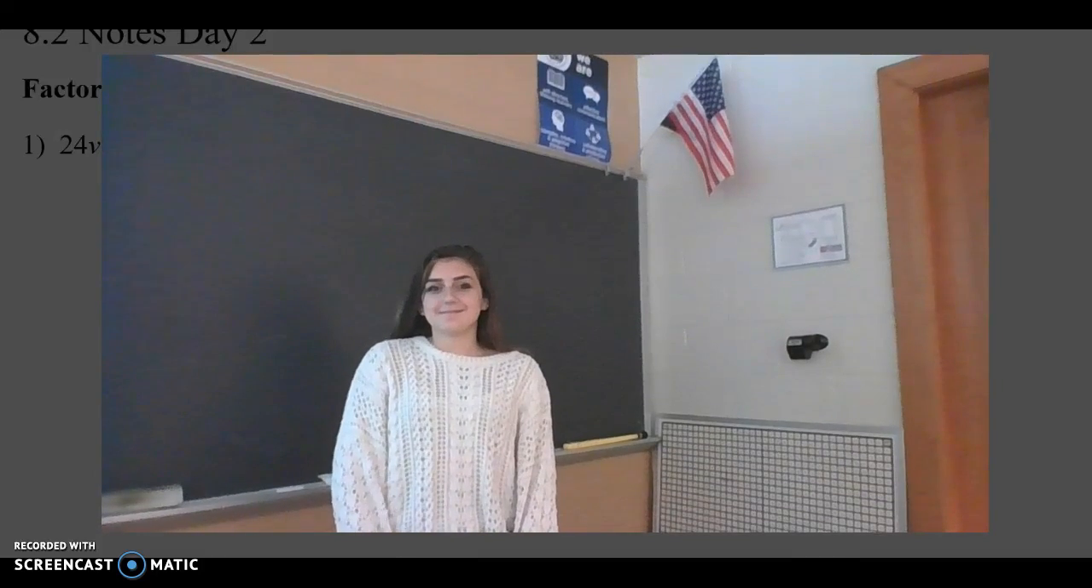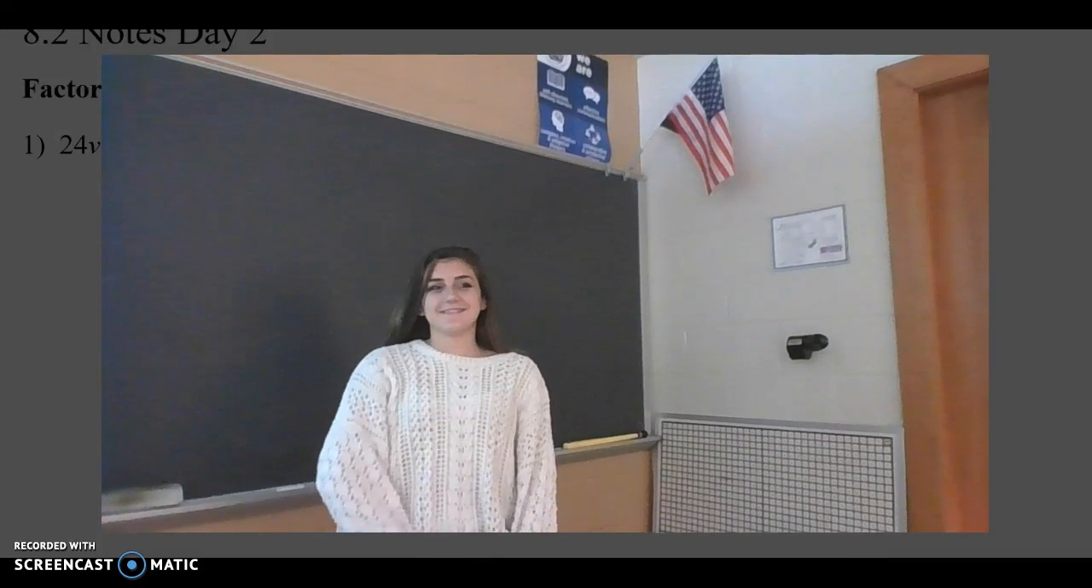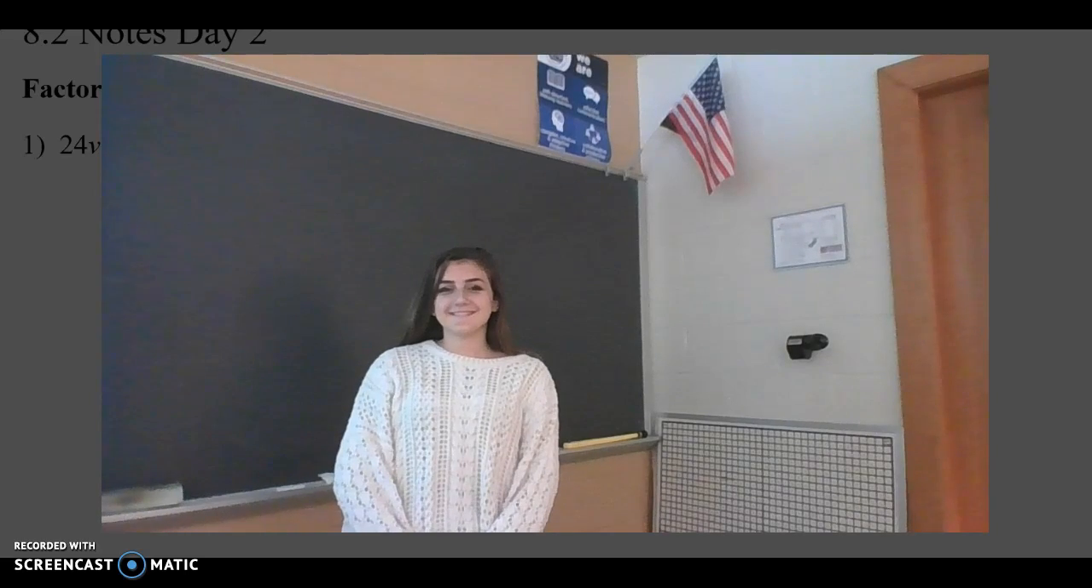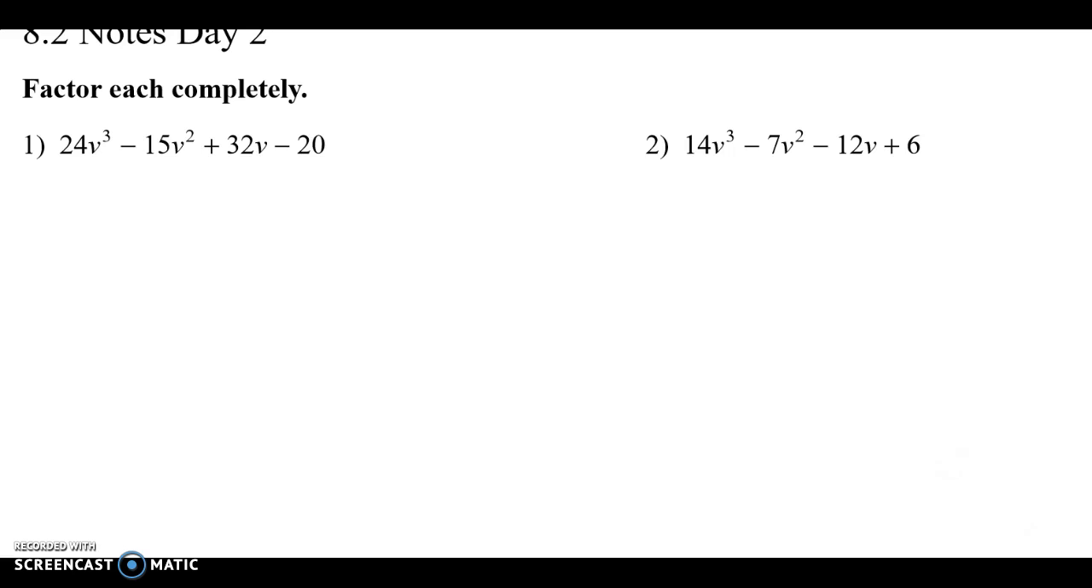Algebra 1B, 8.5 factor. Goal in this first problem is to factor this completely.